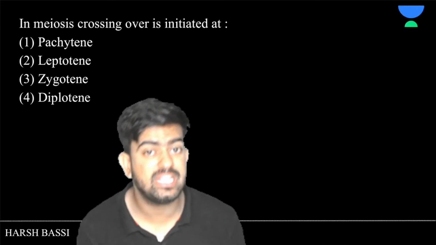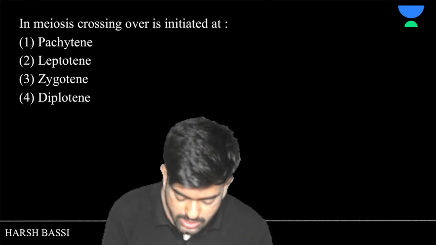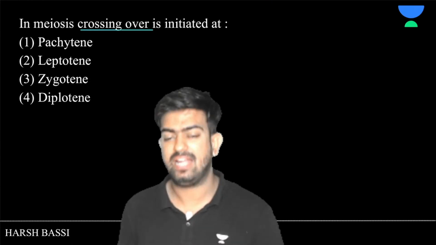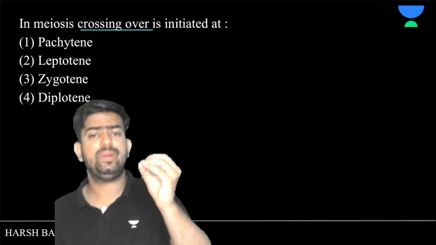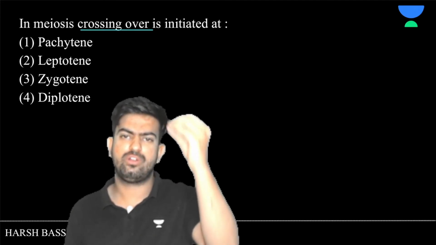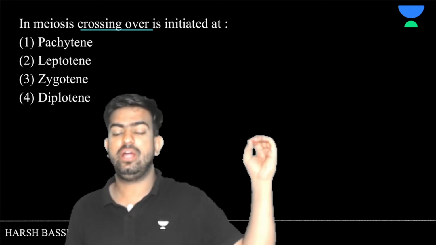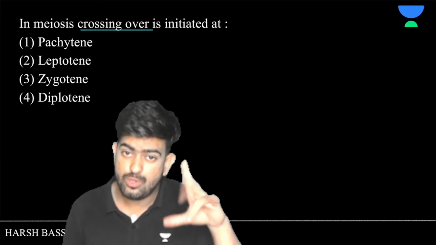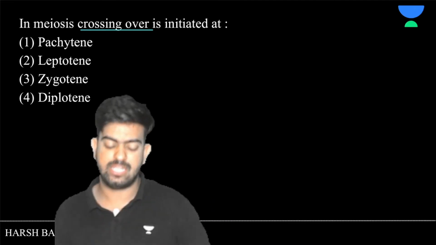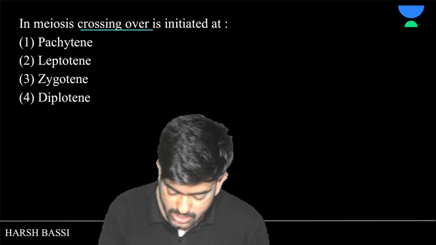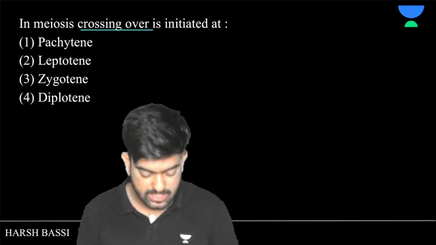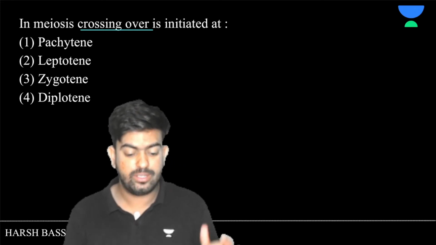The next question says, in meiosis, crossing over is initiated at, see, how many questions were there on crossing over, like 4 to 5 questions we have already done. So crossing over is a hot topic in this chapter. Crossing over takes place in pachytene, leptotene, zygotene, diplotene.